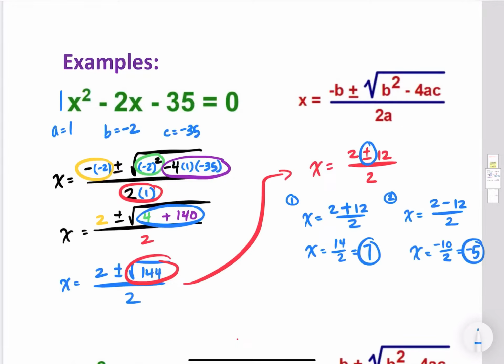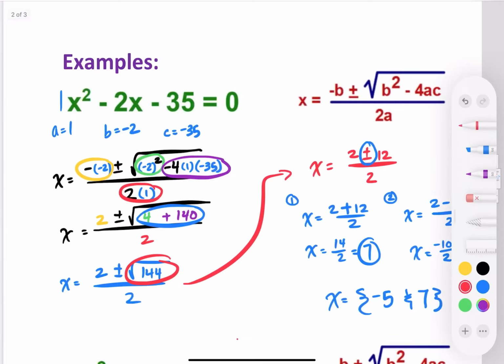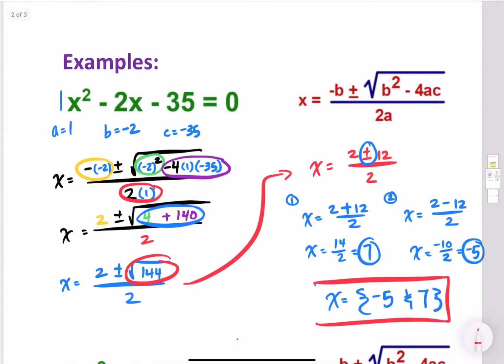So what I'm going to do here is write out my final solution set. So I'm going to put it inside a set. We typically write it in numerical order. So negative 5 is before 7. So negative 5 and 7. Those are my two possibilities, or my two solutions. Okay, so all we did here is we identified what is A, B, and C. We substituted it into the formula, and we solved it little by little.